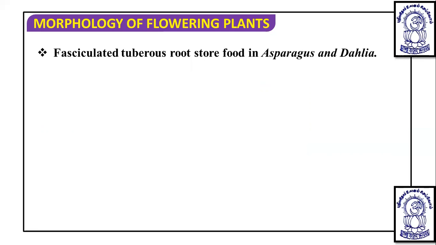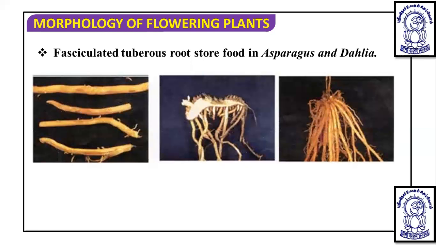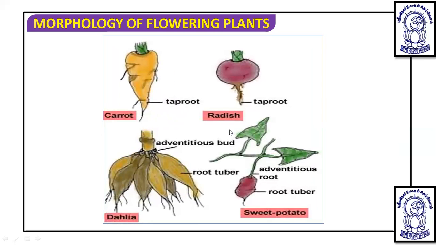That type of fasciculated tuberous root is seen in asparagus and dahlia. See here, these are all swollen. So it is an example of fasciculated tuberous root in asparagus and dahlia. More importantly, here only one is there, that is in sweet potato. But when they are in a cluster, you will see the fasciculated root tuber in dahlia.